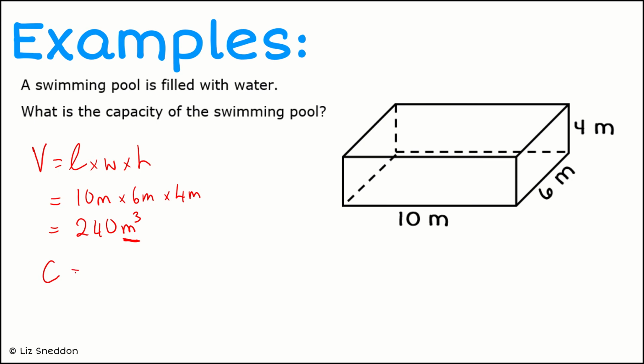So my capacity is 240 cubic meters, and I'm going to multiply that by 1,000 to turn it into litres. So that's equal to 240,000 litres. So that's how many litres of water would fill a swimming pool of this size.